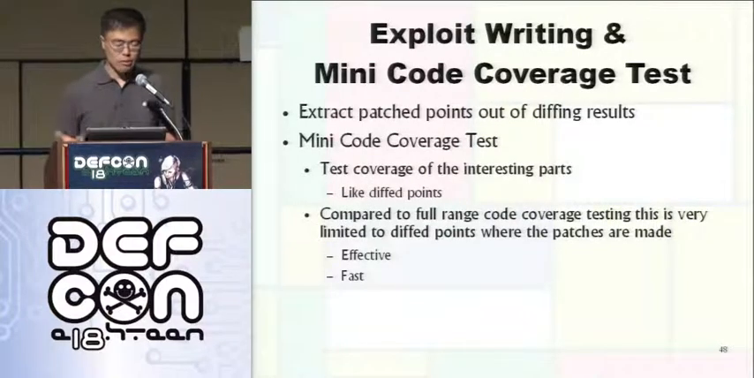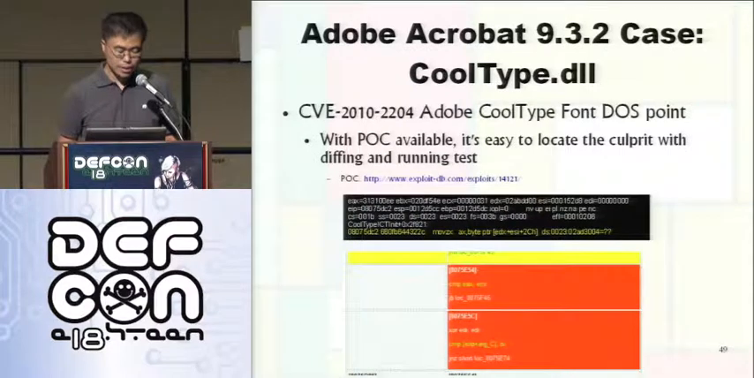So let's talk about other things. This is about exploit spotting. There are some other problems: even though you have diff entries, exploit writing might be very hard. I tested with some Adobe Acrobat patches, and it generates a lot of entries to list. I used a CoolType example here, and it created more than 20 or 30 entries.